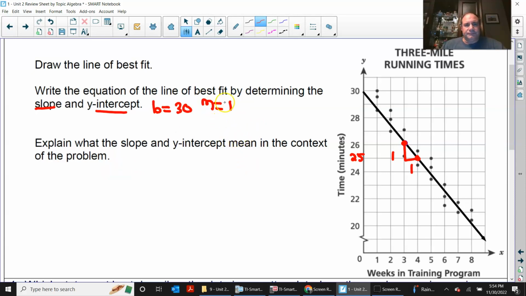So it's 1 minute every week, 1 week. I like to put words there to kind of know what it is that they're talking about. So 1 minute per week. Now, explain what the slope and y-intercept mean in the context of the problem.